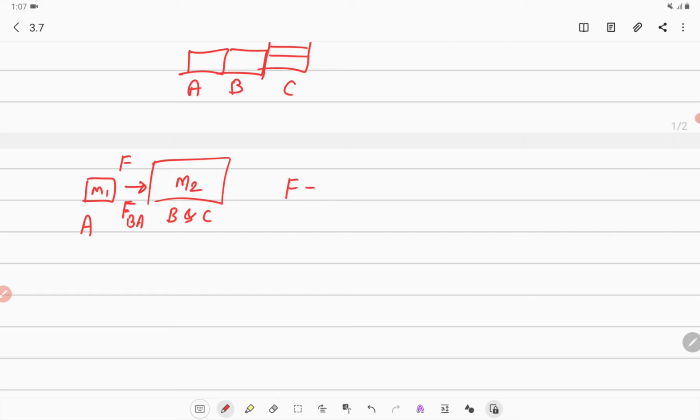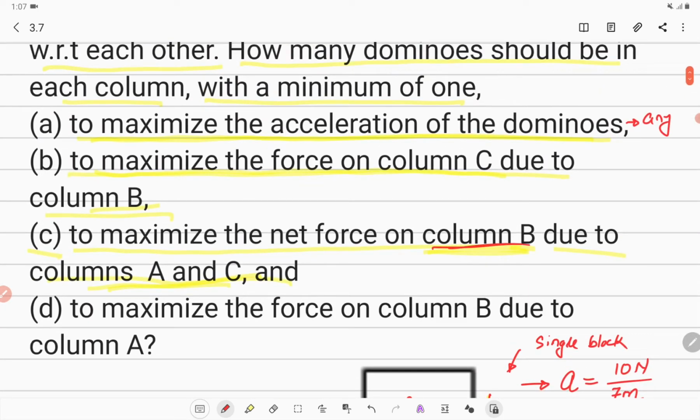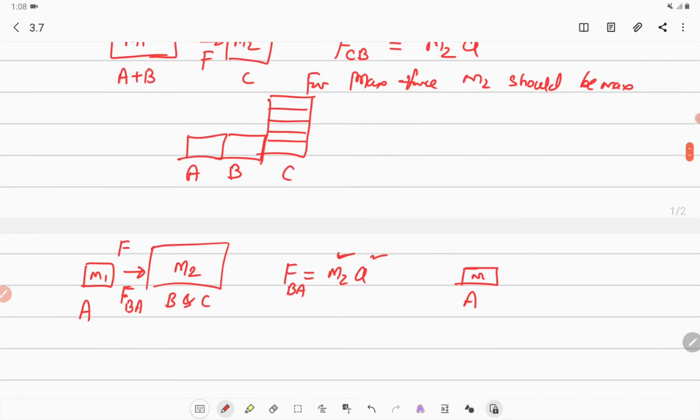The force F on column B due to column A should be equal to the mass M2 into acceleration. Now acceleration is constant. To get the maximum force, the mass M2 should be maximum. So the mass M1 will be least, because M1 plus M2 is going to be 7m. So we need to put only one block in the column A to get the maximum force on B and C. But we also need to arrange these blocks so that the force on B due to column C is maximum.